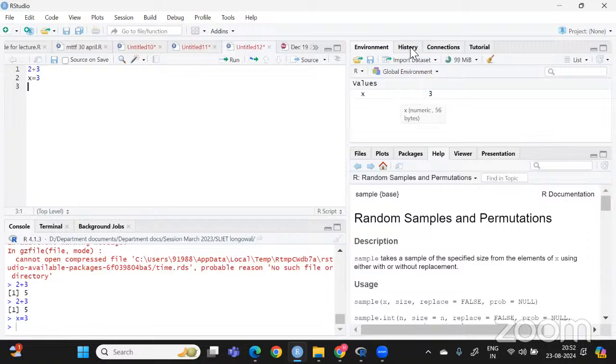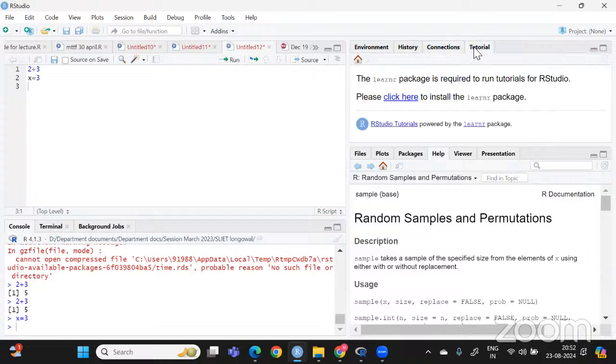History means whatever operations we have done in the past are shown here. Connections show whether you are connected to any external portal or something similar. Tutorial means if you want to learn more about different packages and code, you can learn from here.